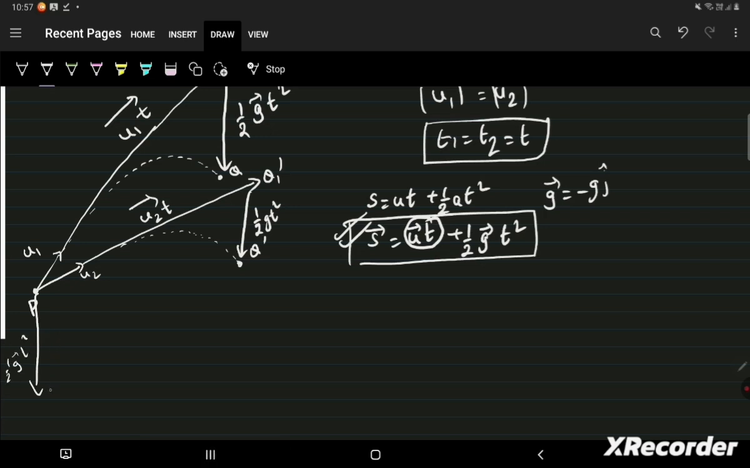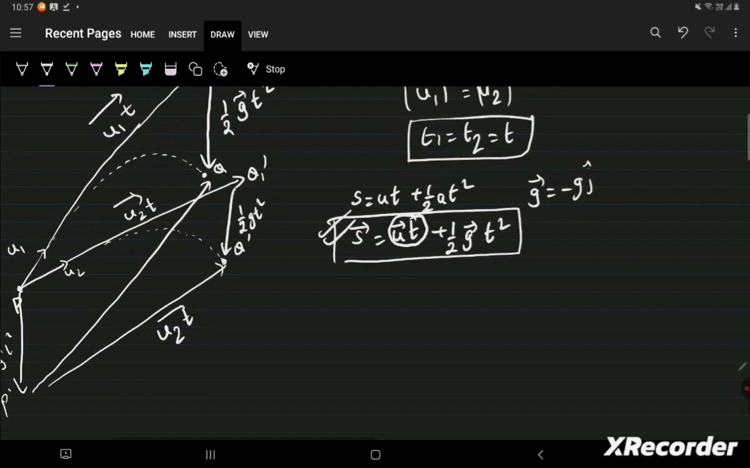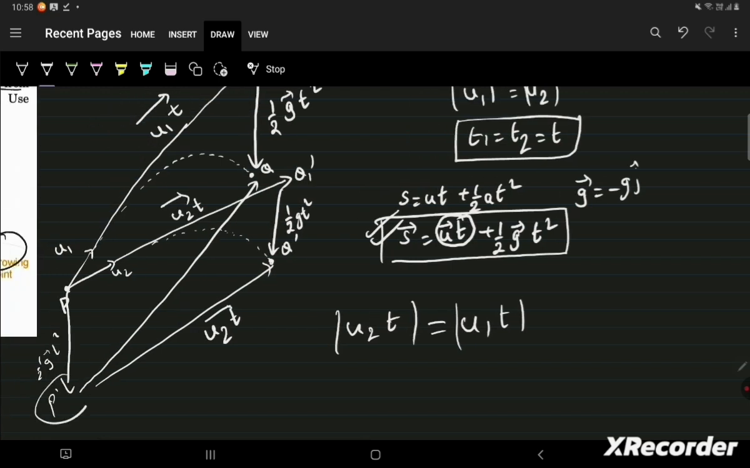Then if we draw a line to Q and to Q dash, this u2 t vector is parallel to the line P dash Q dash. Similarly, P dash Q is parallel to the line P Q1, and we already know that u2 t mod is equal to u1 t mod. That is why we can say that P dash Q Q dash is an isosceles triangle. Now how to find this point P dash?